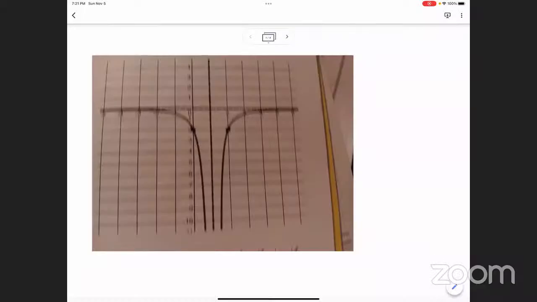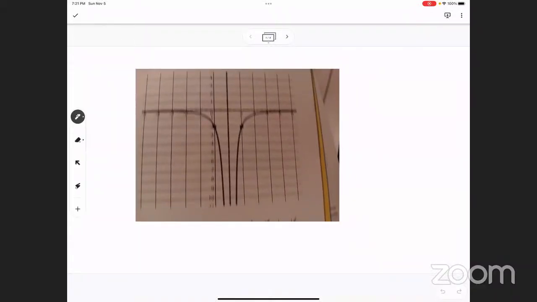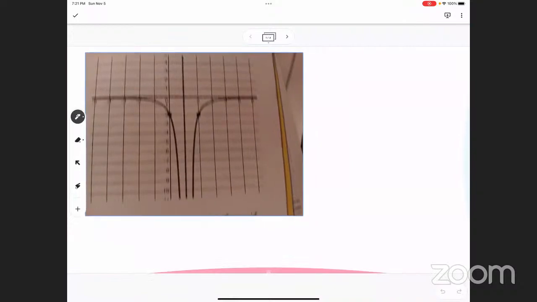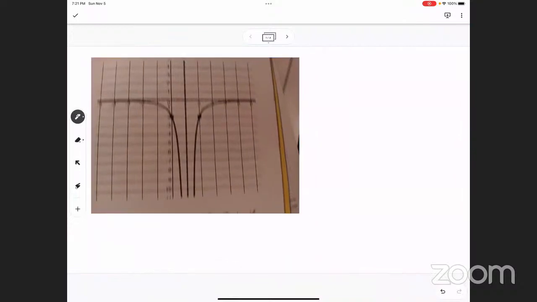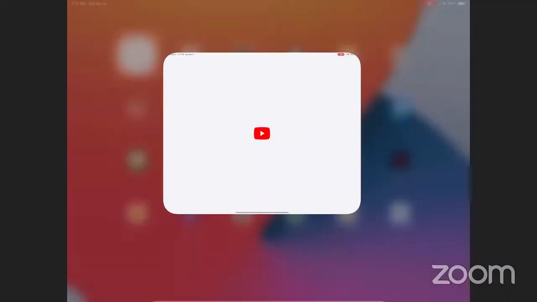Equation for this one? Is that what they want? Okay. Yes. Sorry, it's a very blurry picture. That's all right. So the equation would be, oops, hold on.